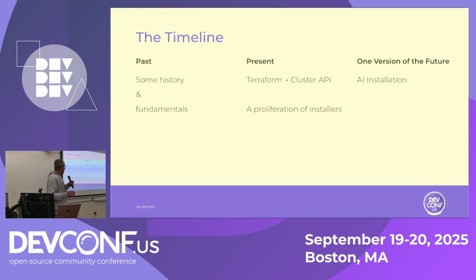So today we're going to talk about the past of the installer, some history and some fundamentals. We'll talk about some recent projects that have wrapped up, removing Terraform from the installer and replacing that with Cluster API, the current installer landscape with all of the different installers for OpenShift. And then, like I said, talk about some AI ideas.